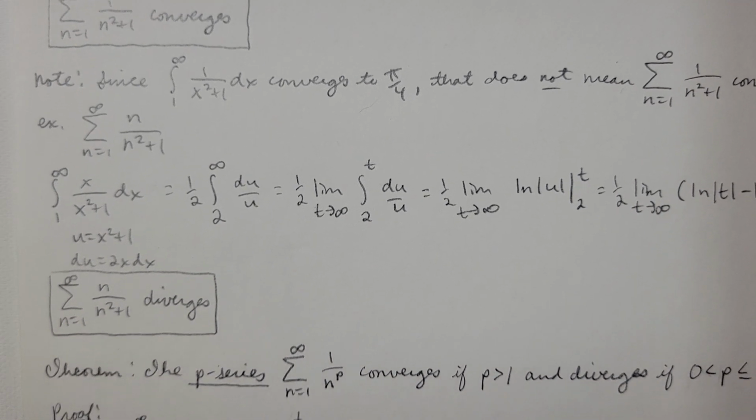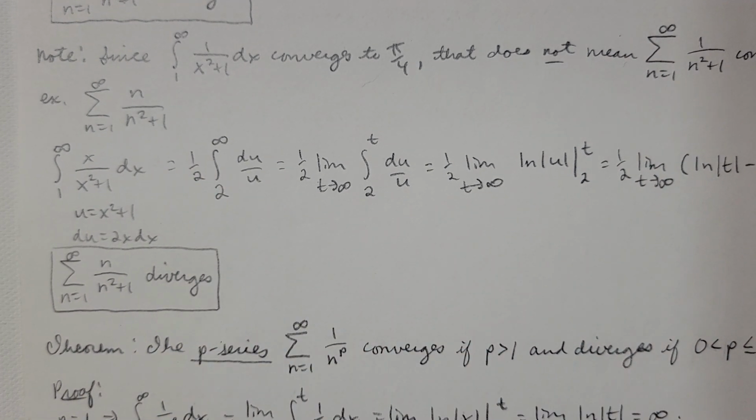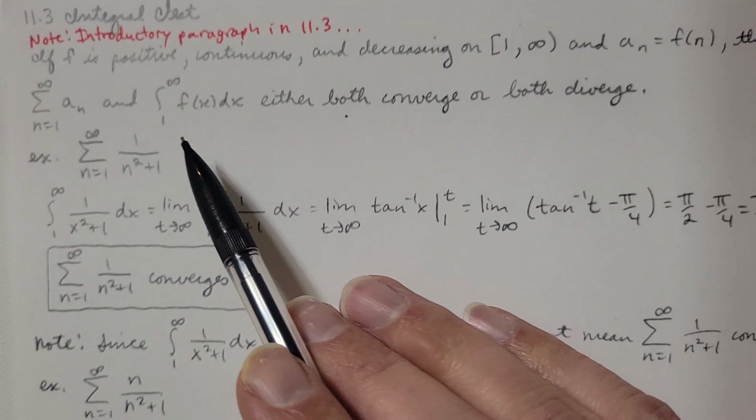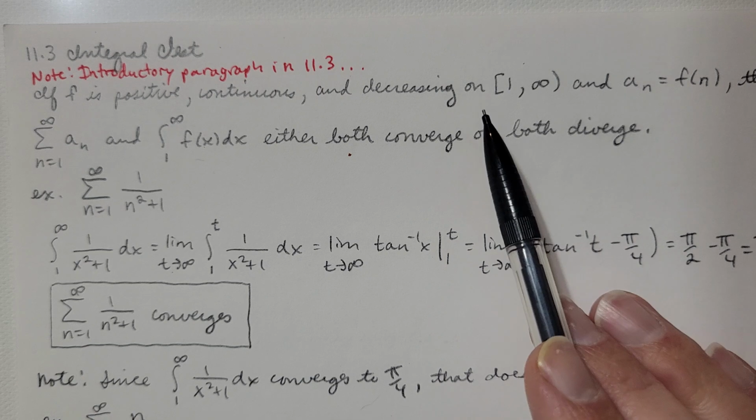Let's try another one here. I've got the summation as n equals 1 to infinity of n divided by n squared plus 1. Does that series converge or diverge? Well, let's see. I'm going to use the integral test, and I have to verify that I can use that test first.